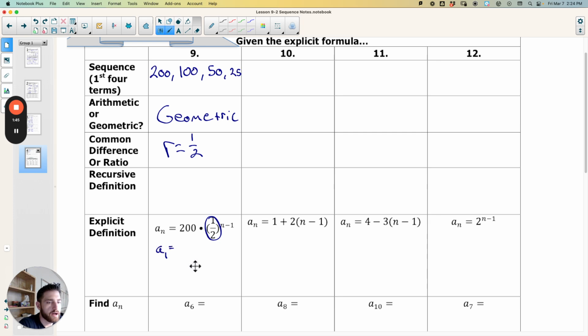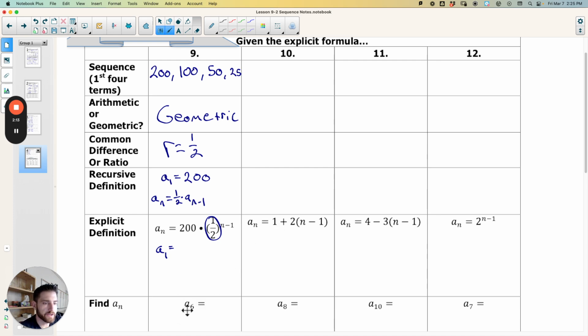Okay, so let's get the recursive definition. I have to know that a sub 1, the first term, is 200, and my current term is going to be equal to my previous term, a sub n minus 1, times my common ratio of 1/2, and that will give us our next term. Oh, I wrote down 20. I should have written down 200 there.